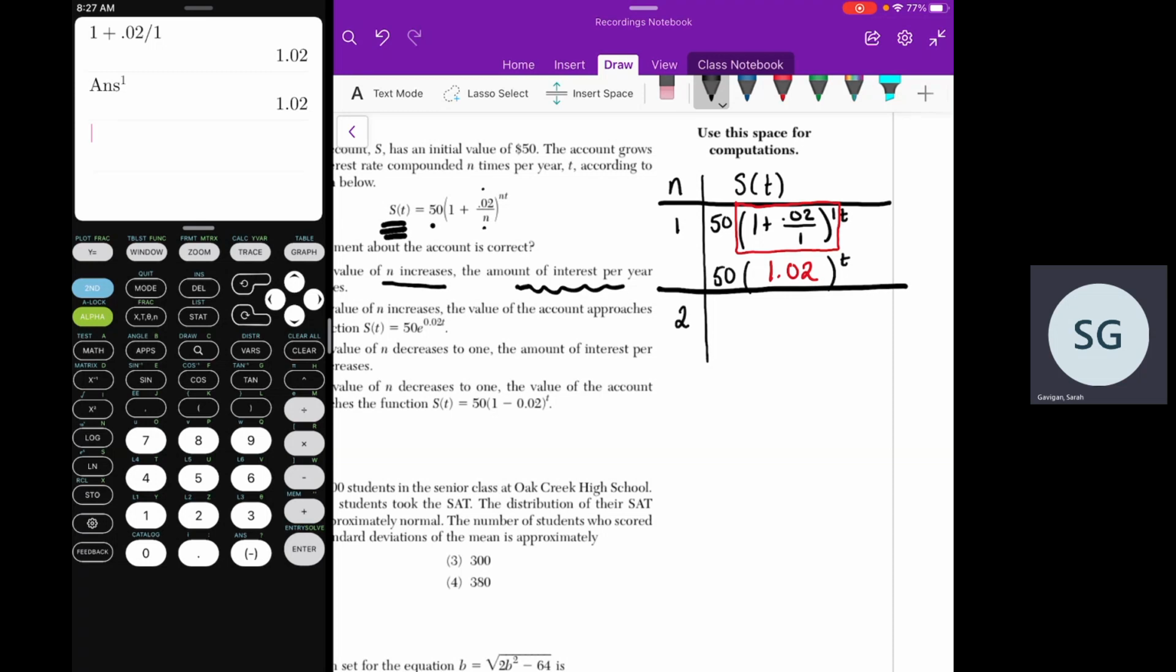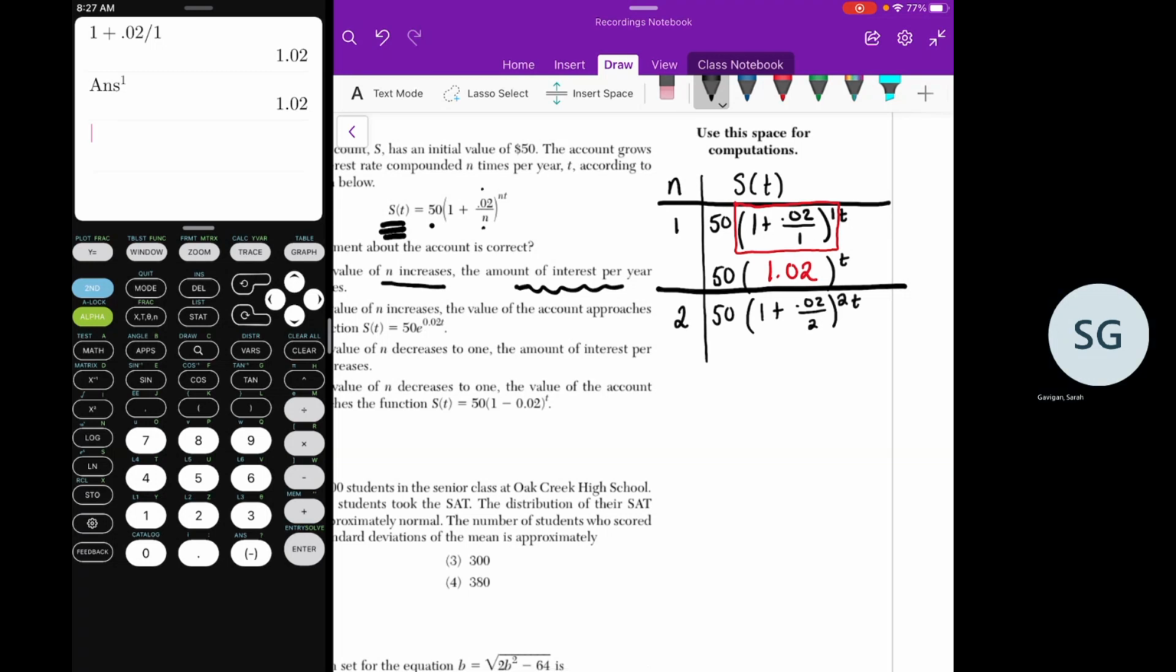So we'd want to take a bigger number. Now, like I said, the 50 doesn't really matter. So that 50 is just consistent no matter what n is. But in this case, I'm going to change my n to compounded 2 times a year. And again, I'm just going to type in this and see what happens there.